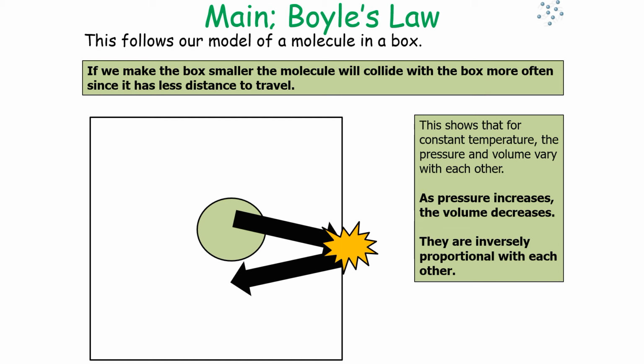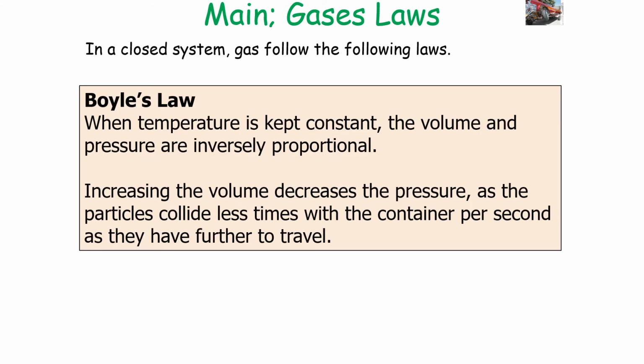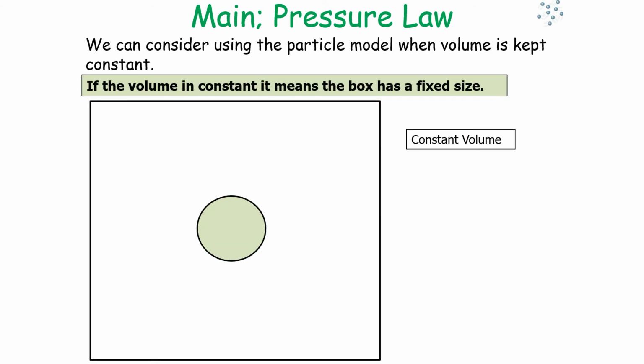So the pressure and volume are inversely proportional to each other. So this is our example of Boyle's Law. So when the temperature is kept constant, the volume and pressure of a gas are inversely proportional. Increasing the volume decreases the pressure as the particles collide less times with the container every second as they have further to travel. Now we can also consider using the particle model what takes place when the volume is kept constant.